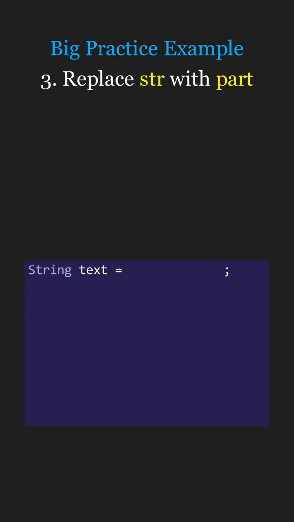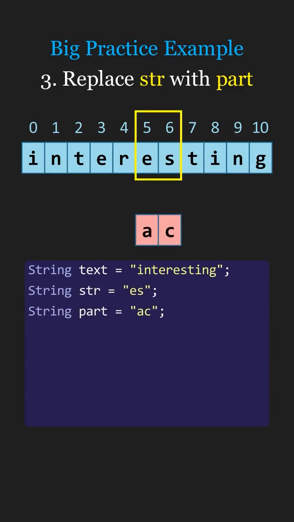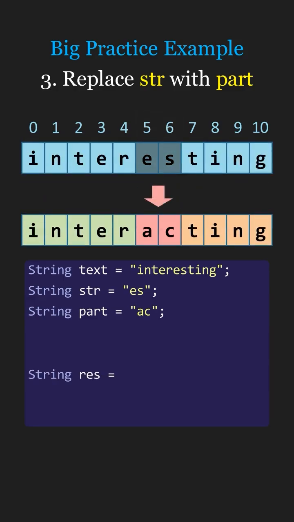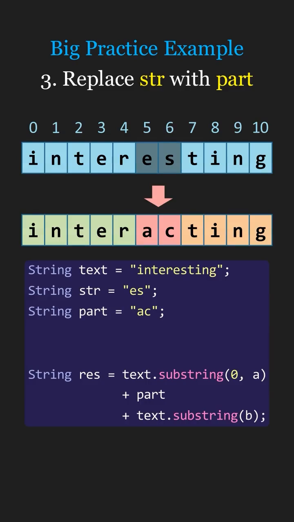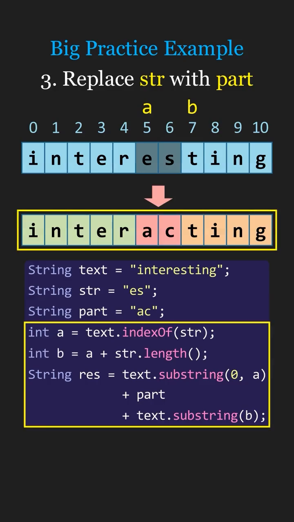Third, replace str with part. For example, text is "interesting", str is "es", and part is "ac". After replacing str with part, you get res equal to "interacting". Res is made up of 3 parts. "Inter" is substring from 0 to a. "ac" is string part. "Ting" is substring from b to the end. Here a is indexOf str, and b is a plus str.length. Finally, the expression for res looks like this.